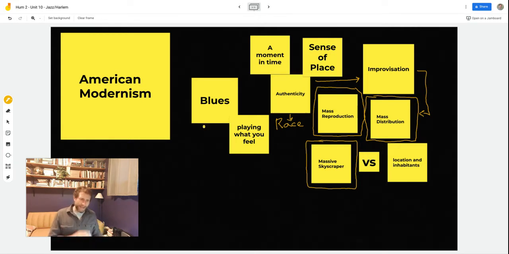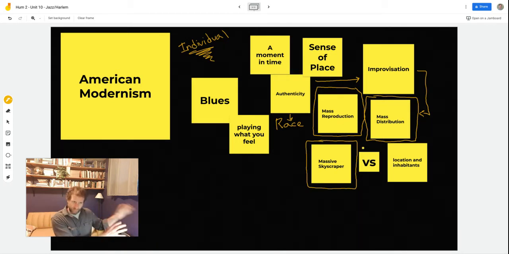So if we step back to the modern movement, modernity and modernism is questioning what happened to the individual. Where did the individual go? What's the role of the individual in this mass production, mass death, as far as World War I goes? And all of a sudden, where is the authenticity? And let's slow down and try to capture a particular moment in time. Improvisation. Let's really focus on a sense of place, something that happens in a particular place at a particular time.